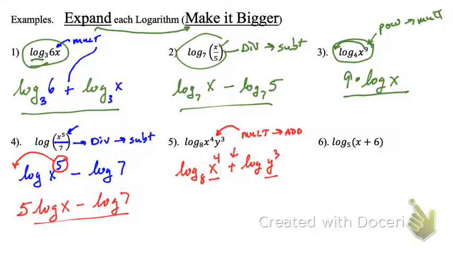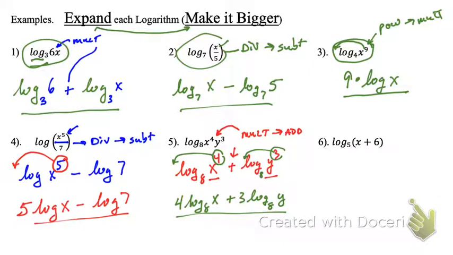Now again, be careful. If we have exponents, we have to move those out front. So our final answer here is going to be 4 log base 8 of x plus 3 times the log base 8 of y. There should have been an 8 on that logarithm right there. There we go.